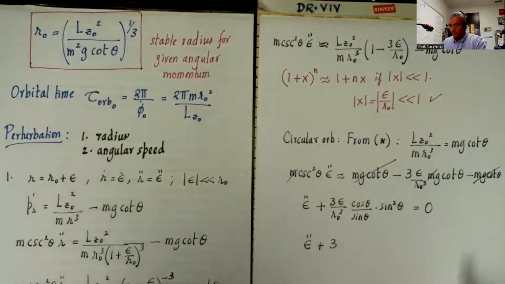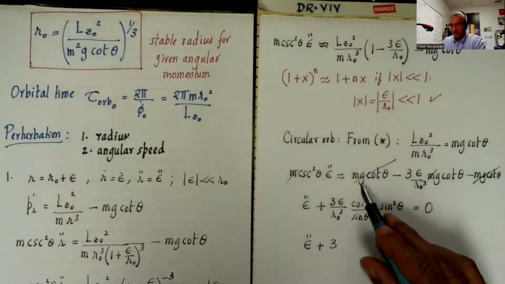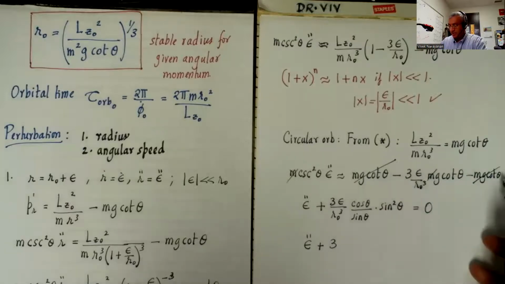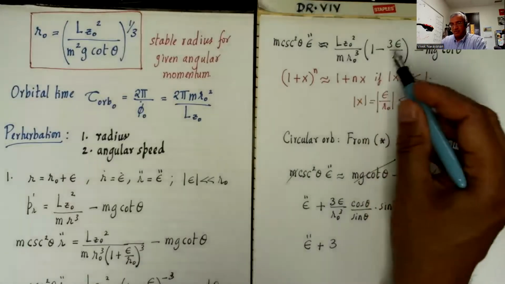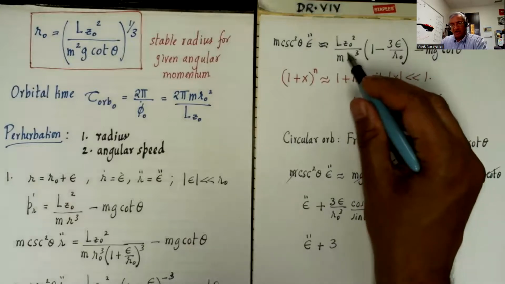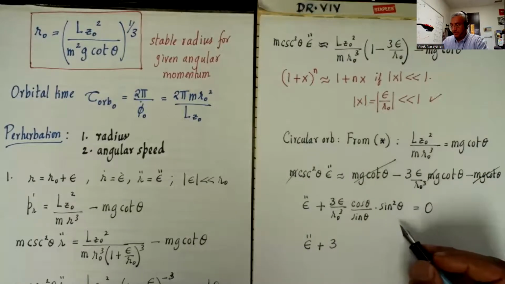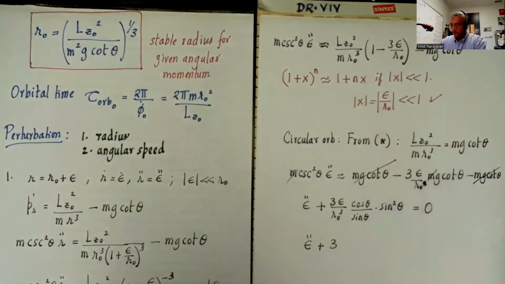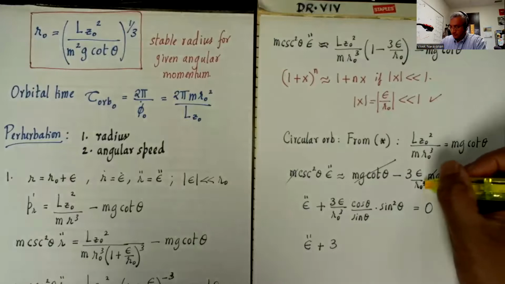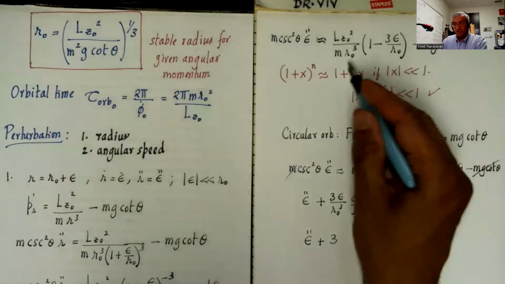So what I'm going to decide to do instead of what I just did is the following. I'll indeed cancel the mg cotangent theta by writing this as equal to that for the first term. But for the second term, I'll write it back as LZ naught squared over M R naught cubed. So I canceled it, so I'm rewriting it as that. This is just epsilon over R naught. There's no cube there. And now I'm going to rewrite mg cot theta as all of that.